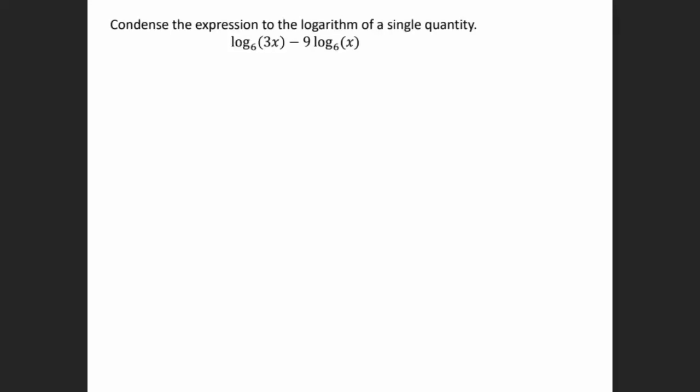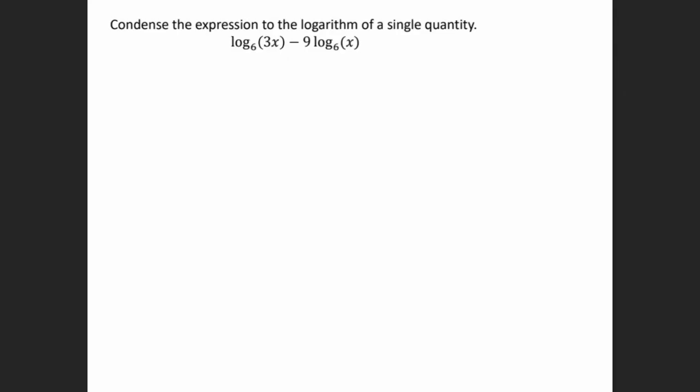All right, how about the opposite, condensing? I just want to do this last one, have time to condense, going the opposite way. Please keep in mind, if I want to condense or use my properties, they have to be the same base. In order for me to apply all these properties, they have to have the same base. So on this one, log base 6 of 3x minus 9 times log base 6 of x, I can start working with these two because they do have the same base.